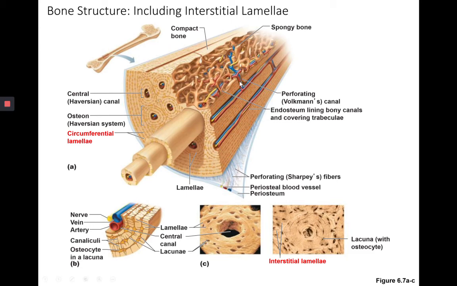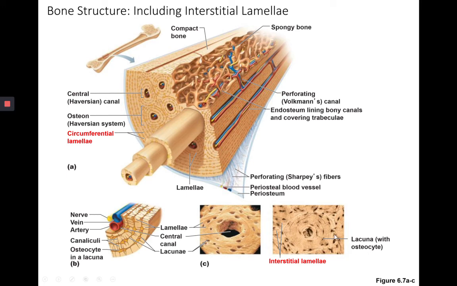Here is a Volkmann's canal. So if this is a central canal, at a right angle to the central canal is Volkmann's canal. You would have endosteum covering Volkmann's canals, central canals, the medullary cavity. And the endosteum again is on the inside, whereas the periosteum is on the outside. And you have both a fibrous and osteogenic layer of the periosteum. The periosteum has blood vessels. Some of those perforate via nutrient foramina and get into the bone. And then you have perforating Sharpey's fibers that hold the periosteum to the bone matrix.